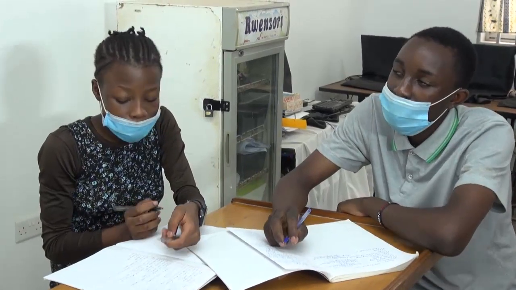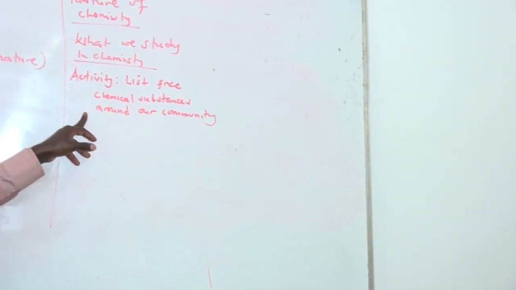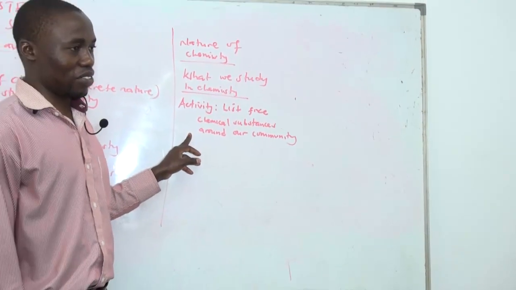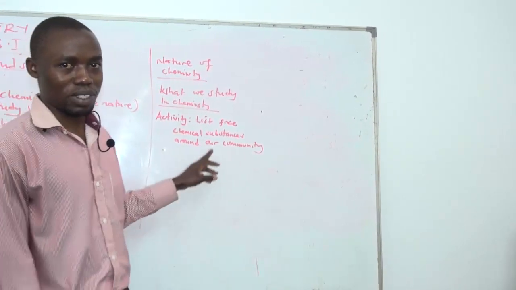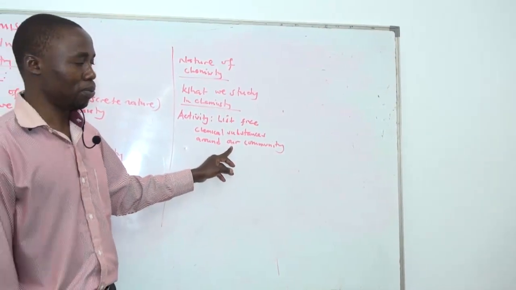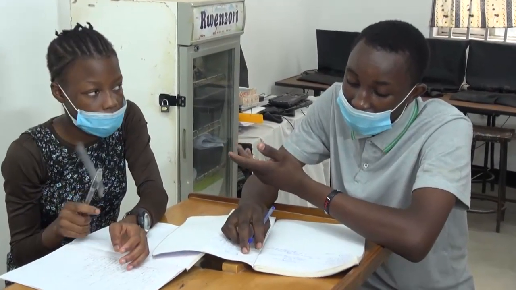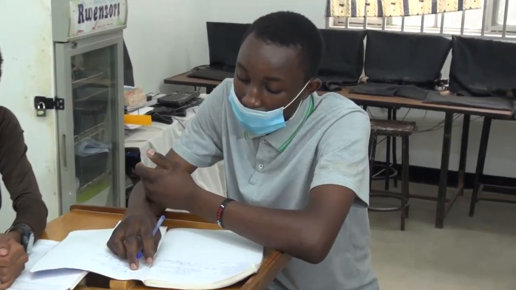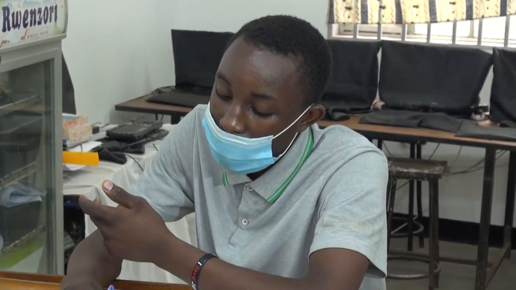You have finished? Yeah, thank you very much. Now let me have one person to present those things. You can sit in the same position there and you present these 5 substances to us. From what you have discussed, we have seen that the chemical substances around our community, these ones are very many, and what you have listed, you have said soap. Soap. We have shoe polish. Shoe polish. We have chalk. Chalk.